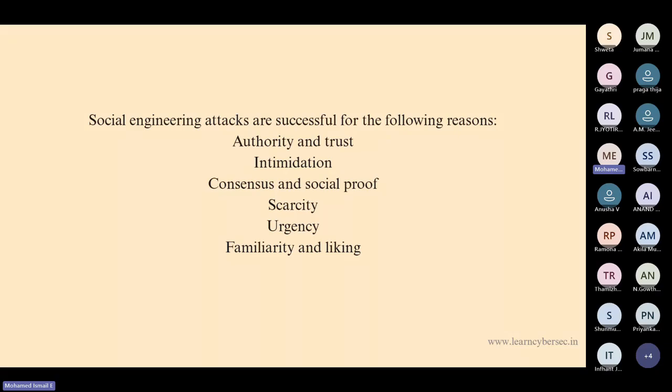Then urgency. Urgency, very simple example. Most of these fall under phishing email. They create urgency: your PAN card is not active, you need to activate, click the link. Or your employment contract is expired, click the link to renew. So these are creating urgency. Users won't even think, and they click the link, and boom, the link may download malware or some other pattern may be behind it, but urgency is one of the categories.